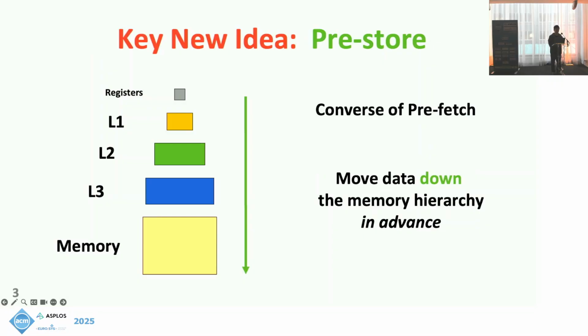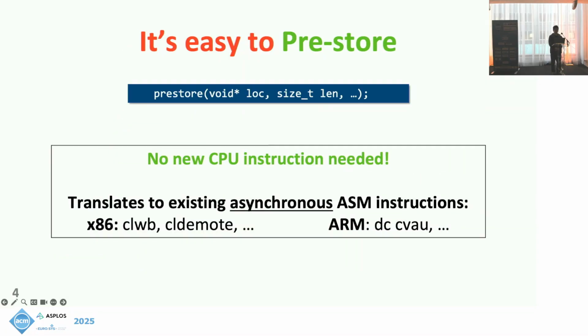And pre-store is the new idea we present in our paper. We define it as the converse, or the counterpart, of prefetch. With pre-store, we proactively move the data down the memory hierarchy before the CPU is forced to do so. And it's very easy to implement pre-store. Pre-store is essentially a function call with a few parameters, for example, the address and the length. And the lines of code of this function translate efficiently to existing asynchronous assembly instructions. We do not rely on any new CPU instructions.